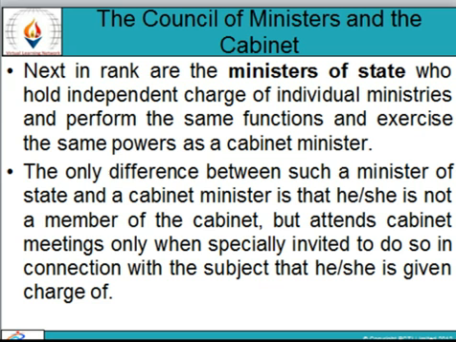Next in rank are the ministers of state, who hold independent charge of individual ministries and perform the same functions and exercise the same powers as a cabinet minister. The only difference between such a minister of state and a cabinet minister is that he or she is not a member of the cabinet but attends cabinet meetings only when specially invited to do so in connection with the subject that he or she is given charge of.